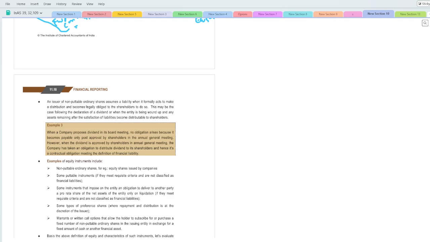ठीक है, So non-putable ordinary shares assumes a liability when it formally acts to make a distribution and becomes legally obliged to the shareholder to do so. So this may be the case following the declaration of the dividend or when the entity is being wound up and any asset remaining after the satisfaction.